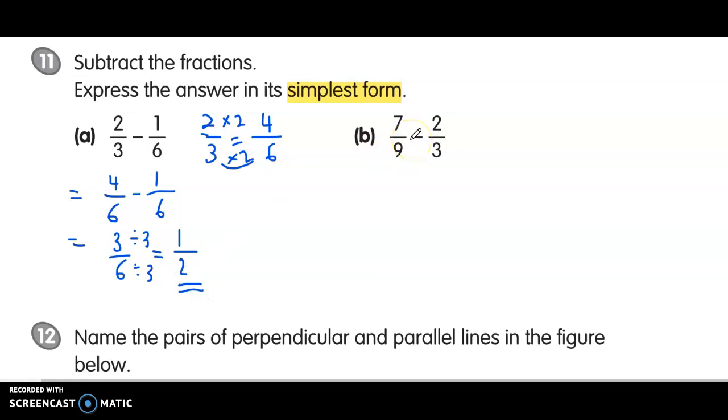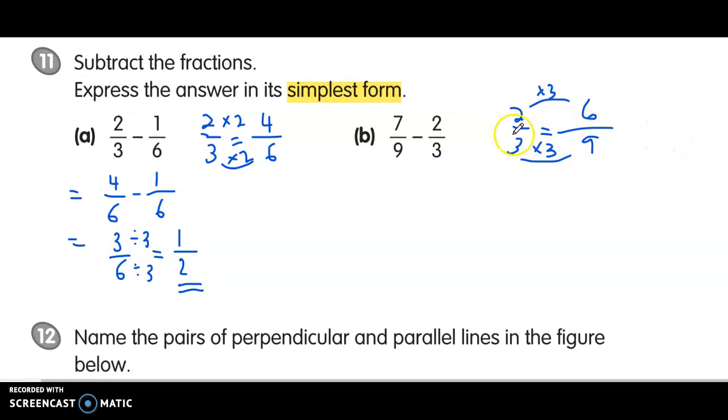Let's go to 7 out of 9 minus 2 out of 3. Which fraction do we change? This one, right? So 2 out of 3, I want to change to the same denominator. So out of 9. How do I change these to the same denominator? With times 3. So if this times 3, this also multiply by 3, you will get 6 out of 9.